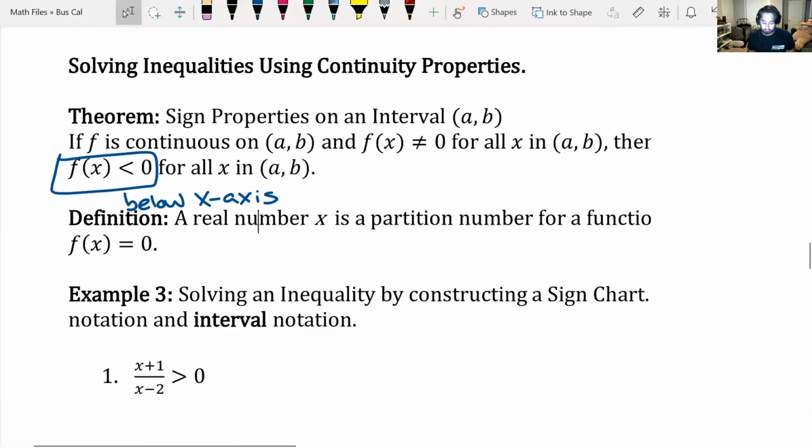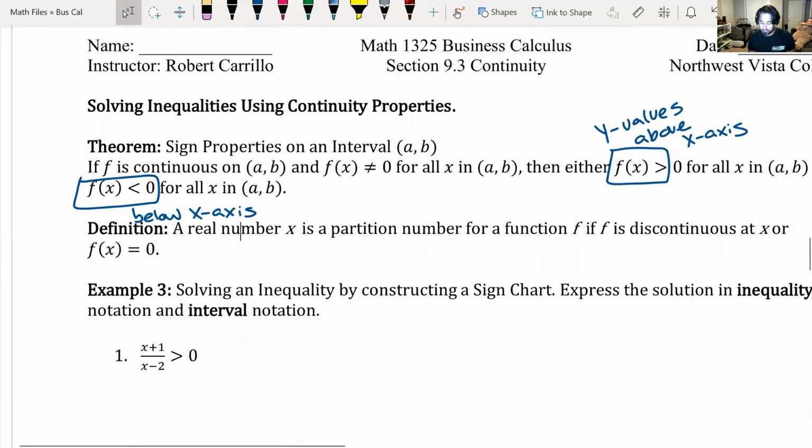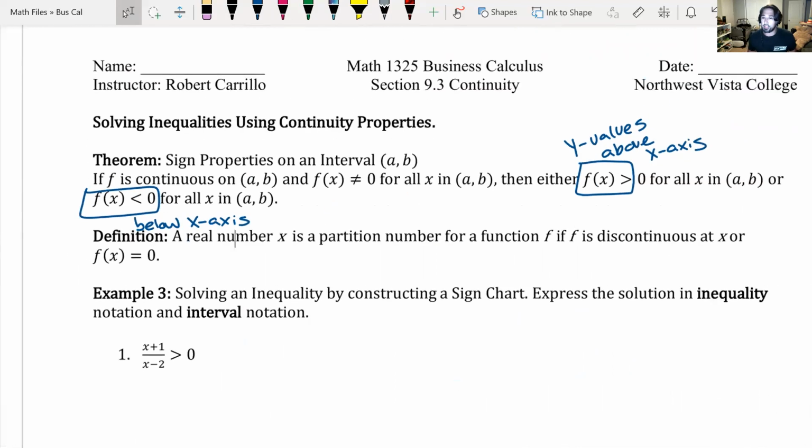Okay. And then the next definition says a real number x is a partition number for a function f if f is discontinuous at x or f of x equals 0. So basically this says we're going to solve for the domain of a function and the x-intercepts of a function, and those numbers that we find for x, we will plot on the number line and they will partition it. They will break the number line into pieces. That's all that says. So let's try it out on the problem below. Okay, solve this inequality by constructing a sign chart.